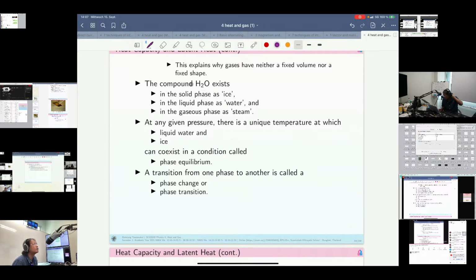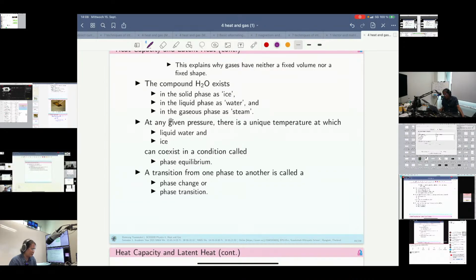Let's consider the basic substance that we would pay attention to, especially in the problems from several books. The compound H2O, the compound water, exists in the solid phase as ice. The solid form of water is known as ice, and in the liquid phase, it's called water. This is H2O.